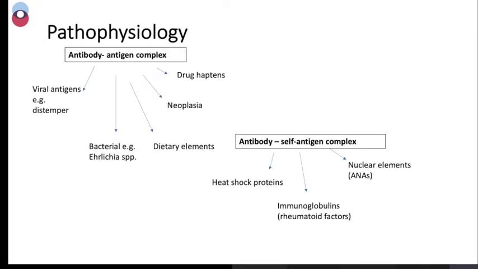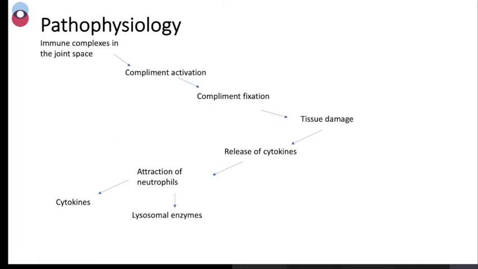So another overview of the pathophysiology, we can get those complexes forming because of antibody and antigen complexes, and they can be viral antigens or bacterial ones, or ones produced by neoplasia. And then in some types of IMPA, we can also get antibody and self-antigen complexes, such as anti-nuclear antibodies produced with SLE, or rheumatoid factor, which you can get with rheumatoid arthritis. And this is just a schematic illustrating the sort of pattern of inflammation within the joint space and how it occurs. And we can also get macrophage recruitment eventually and a release of nitrous oxide and free radicals.